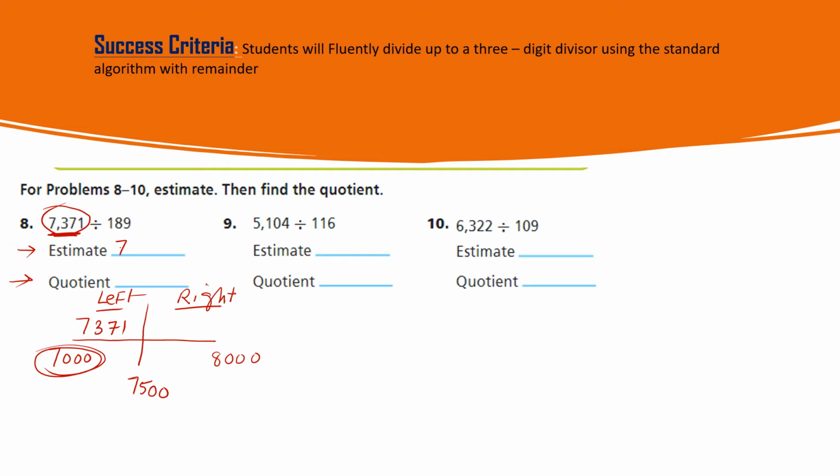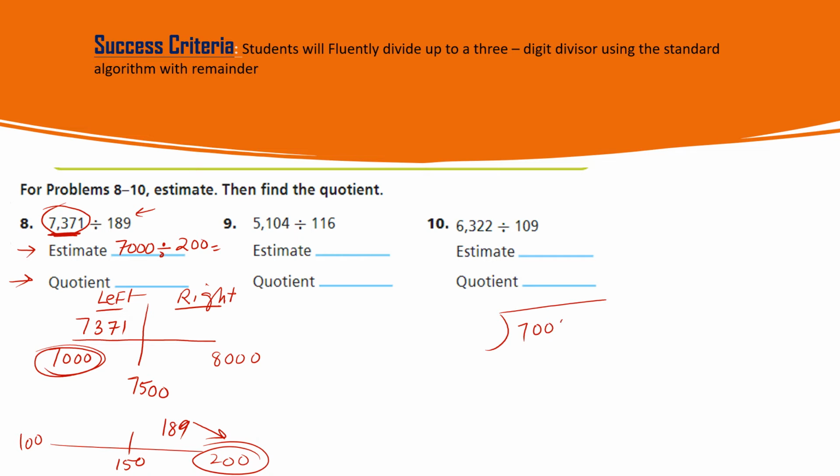Okay, so you will have 7,000 divided by. Now round off 189. Look at this. You have 100, you have 200. And in the middle, it is 150. Now where is 189? On the right side. So if on the right side, you will estimate 200. Okay, this is one task done. Now divide it. Divide and write the answer. Let's see here. We write 7,000 inside and 200 outside.